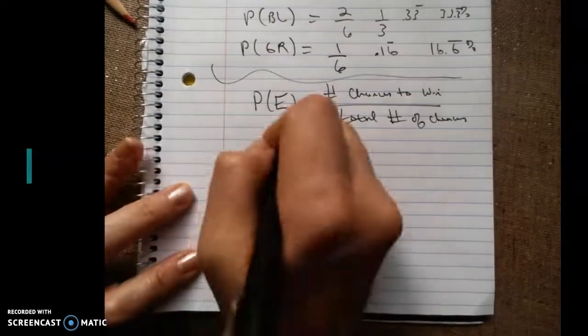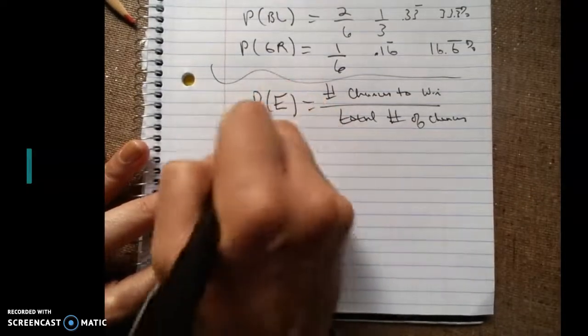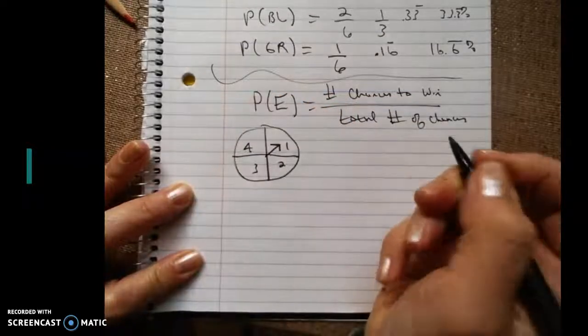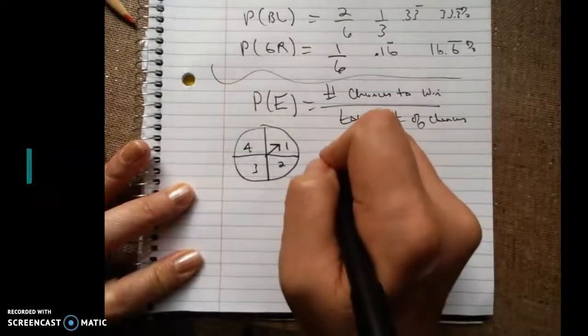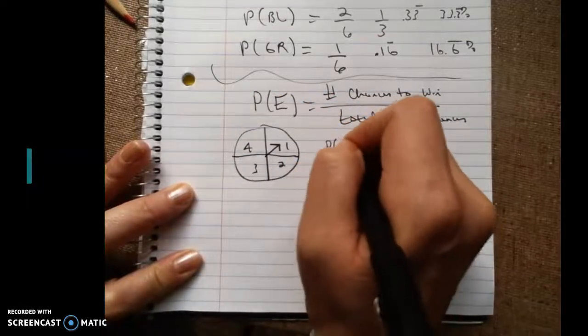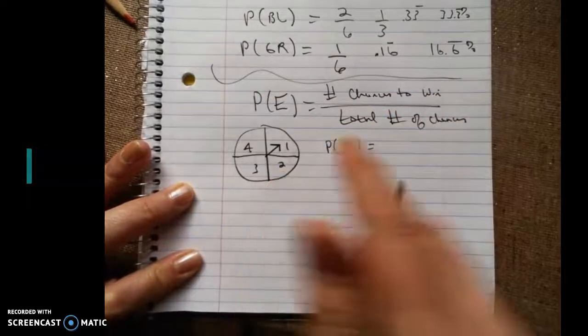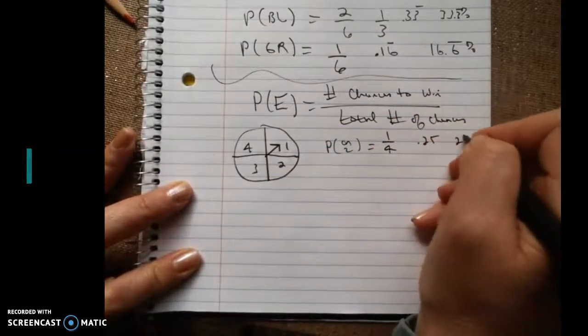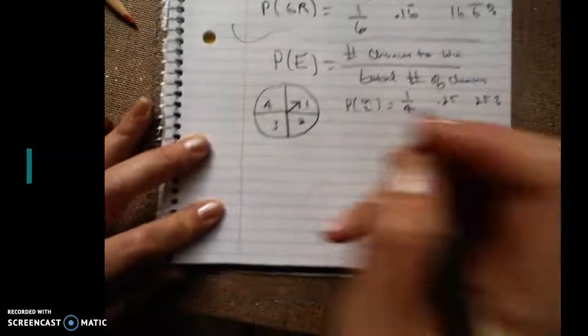So say you have a spinner, with 1, 2, 3, 4. Your probability of landing on a 2 is only one chance out of 4, and you could divide or turn it into a percent, okay?